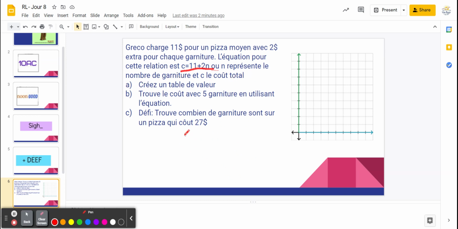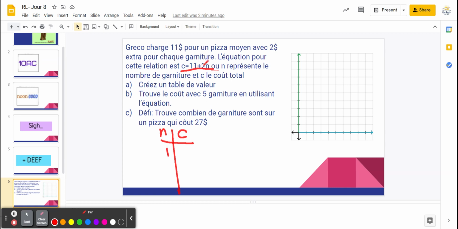Alors, on doit créer une table de valeurs. Alors, on va faire N et C. Alors, souvenez, N et C, c'est juste une autre façon d'écrire X et Y. Okay, so we're going to choose a whole bunch of values of N, so a whole bunch of different toppings to see how does that affect the price.